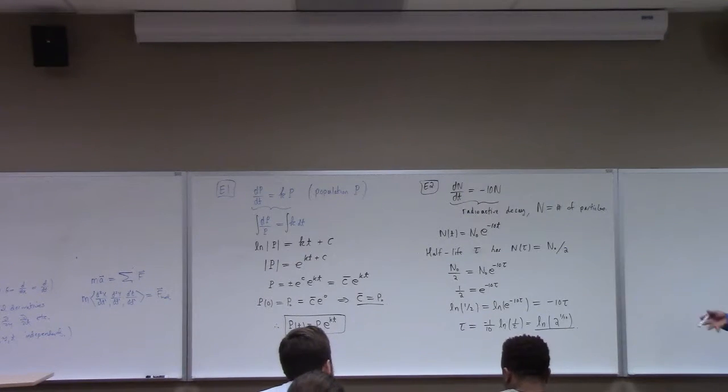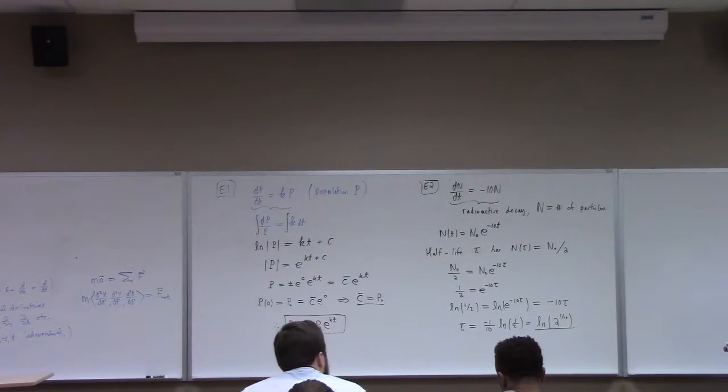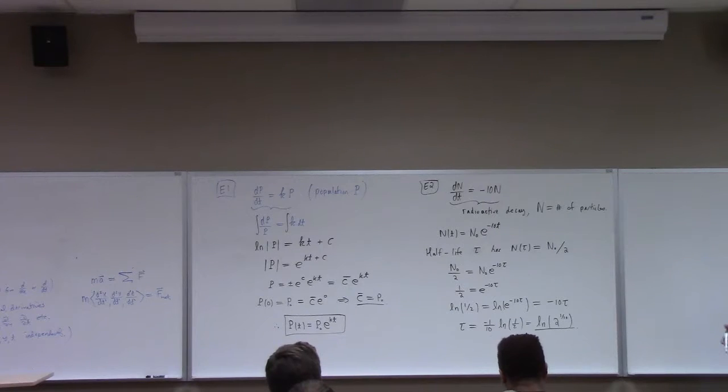Now, of course, this depends on what units we're using for time. If time is in seconds, then that's the natural log of 2 to the 1 over 10th seconds. If the time happens to be in your other favorite unit of time, minutes, light years, light seconds. Well, light years are a unit of distance.